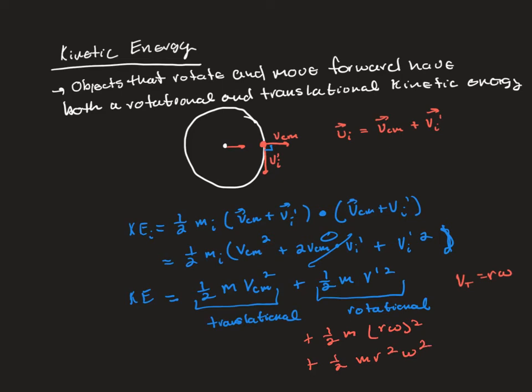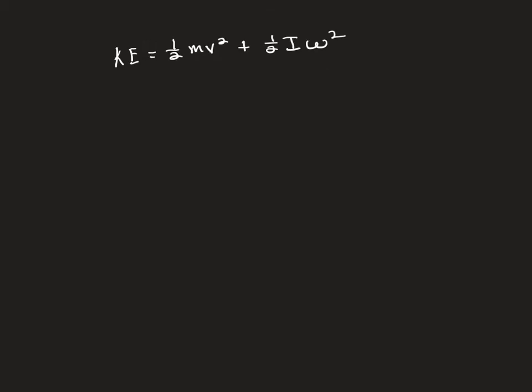And notice mr squared is typically how we think about moment of inertia. So we can rewrite this second term as 1/2 moment of inertia times our angular velocity squared. So our total kinetic energy term has our 1/2 times moment of inertia times angular velocity squared, and it also has our translational term that we had up here, which is 1/2 mass times velocity squared. Alright, so this is now our full kinetic energy term.